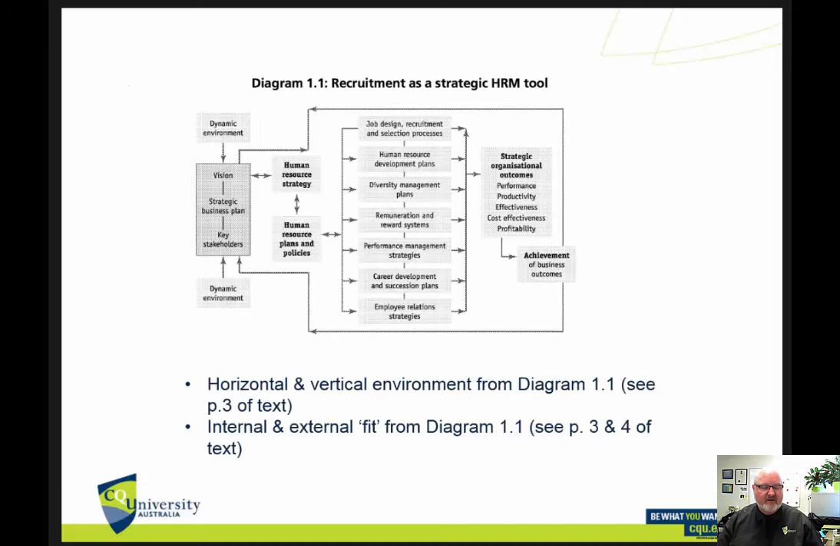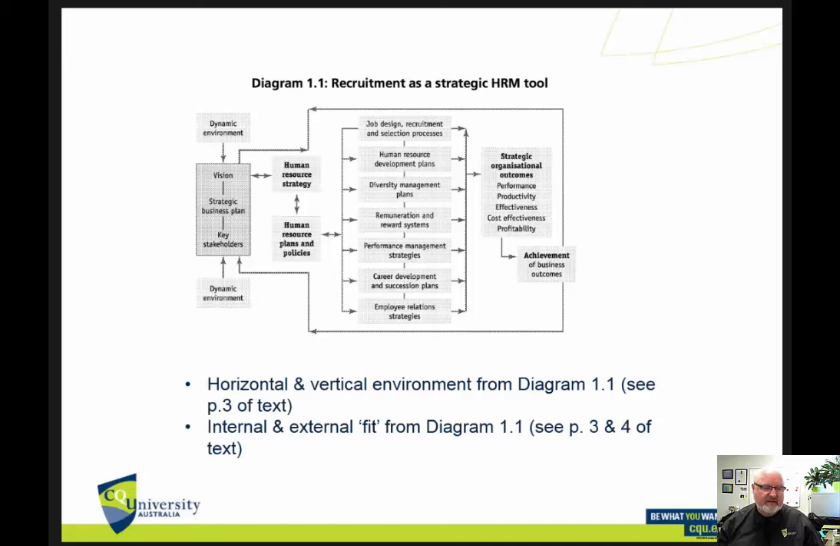Here we have a diagram taken from the text. It's recruitment as a strategic HRM tool. What I'd particularly like you to look at here is how the dynamic environment impacts on the vision and the strategic business plan and the key stakeholders. These are not necessarily employees, they could be, but they are people that value the output of the firm and have a say in how the firm goes about its production or service process. And then we see how that is linked to human resource strategy, and then human resource plans and policies.